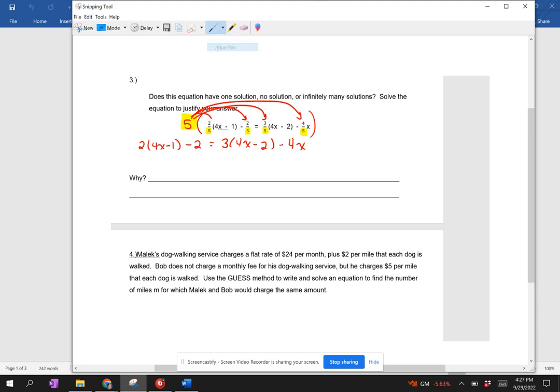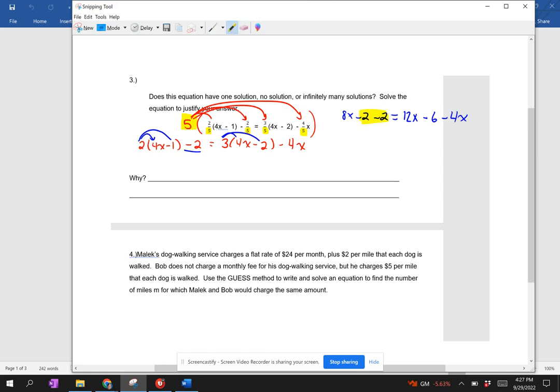Now from there, we're going to distribute. So that's going to give me 8x minus 2. Now this 2 I'm going to rewrite. 3 times 4, 12. I'm going to rewrite the x. Negative 6. And then we put the minus 4x.